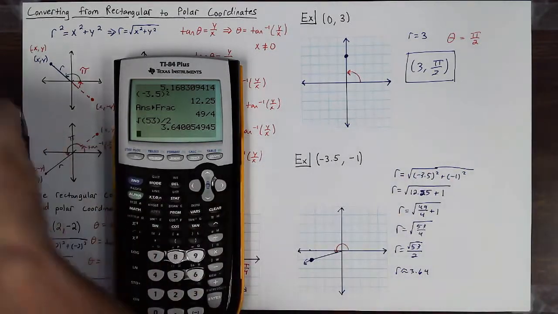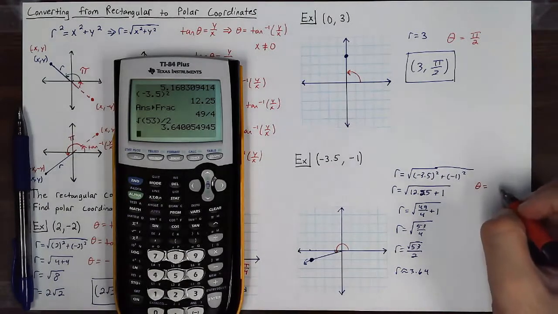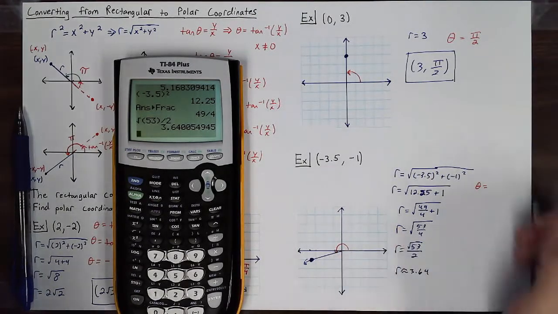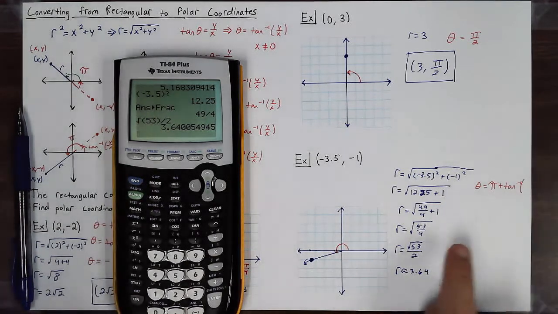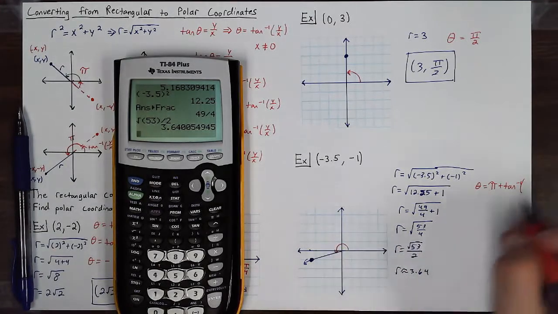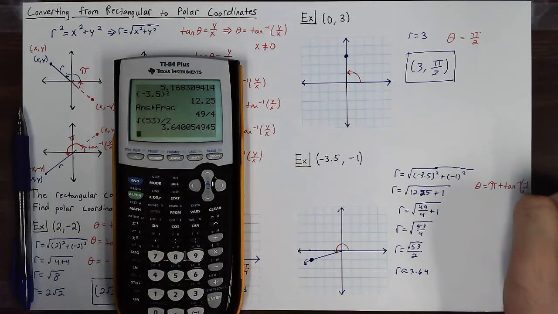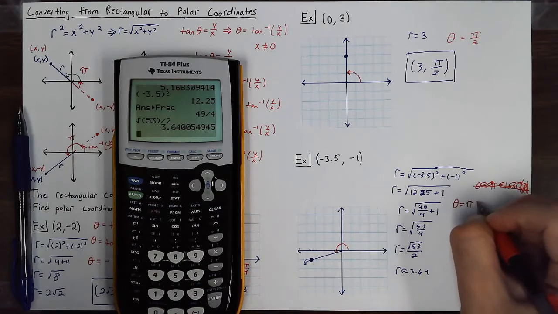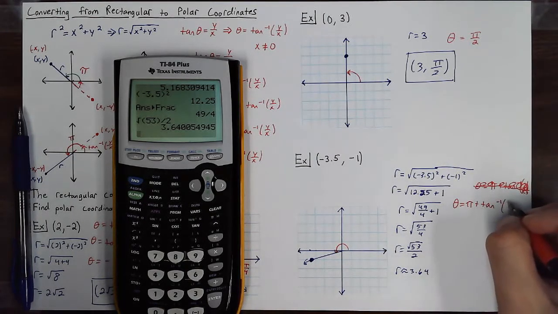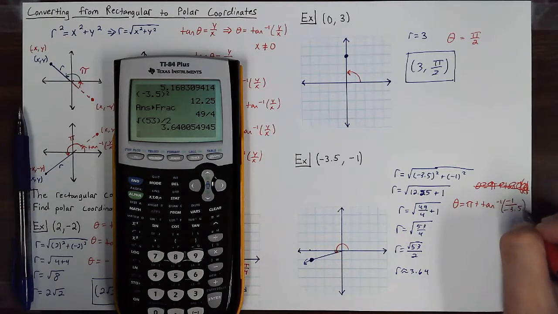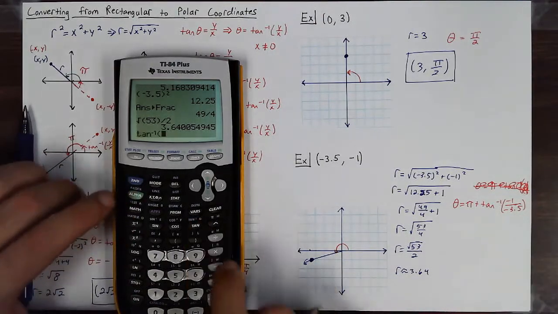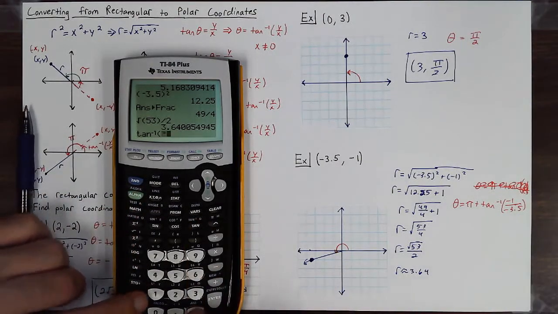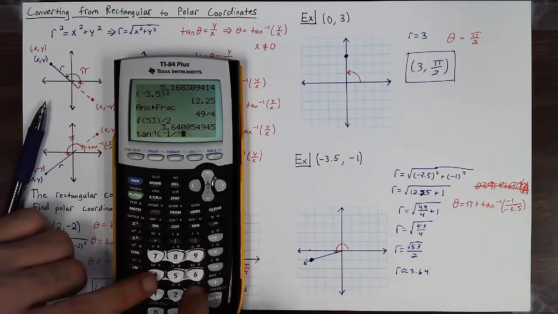And then the angle. I'm in the third quadrant, so tangent inverse is going to give me an angle of the first quadrant, so I just have to add pi to it. And again, it'll be y over x, so negative 1 over negative 3.5. Let me rewrite that down with a little more space so you can read it. So pi plus tangent inverse of negative 1 over negative 3.5, which is not a value I know on the unit circle, so I'm going to use a calculator. So negative 1 divided by negative 3.5.